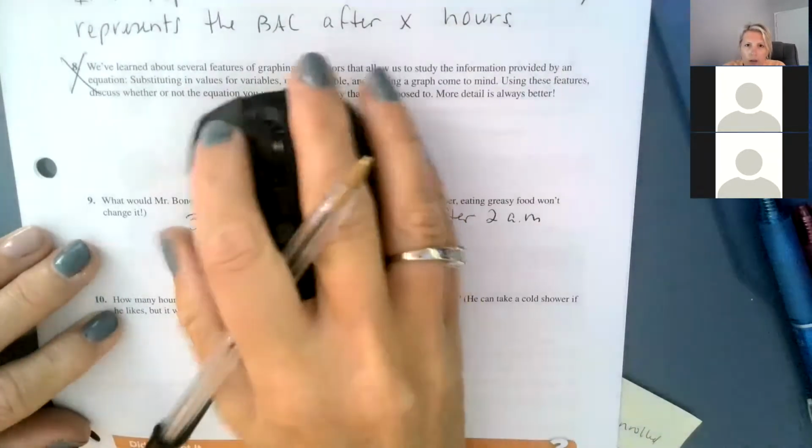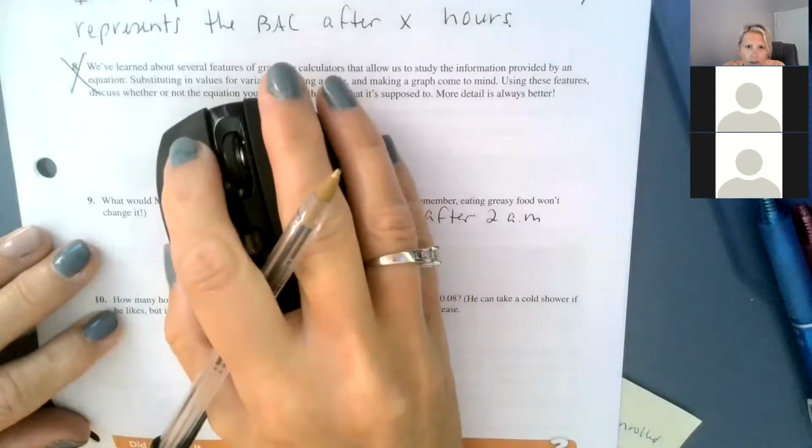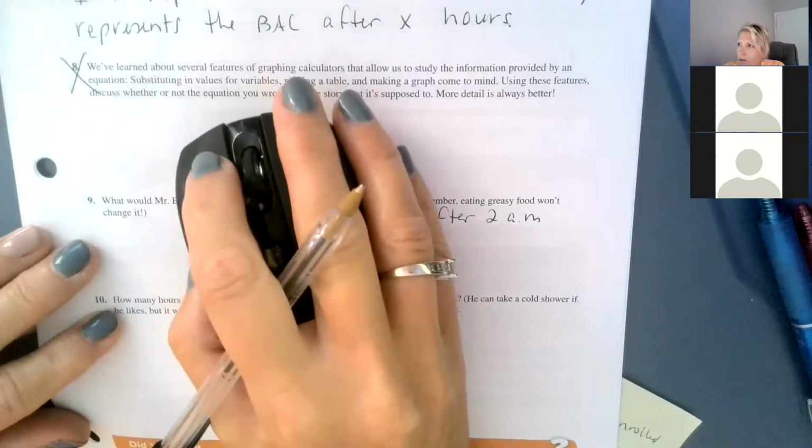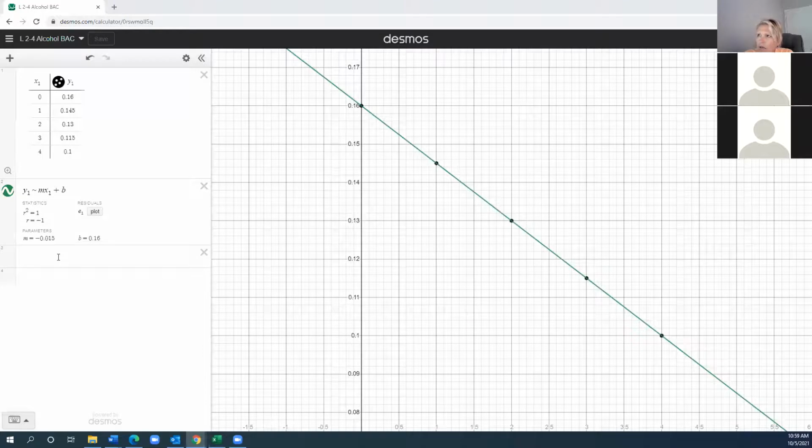So we can go to our Desmos here and do a couple of different things. Because we have a model, we could just grab this and go to where x equals 1.5, and we're getting really close. And there it is, 0.1375. I'm going to show you another way that's easier.